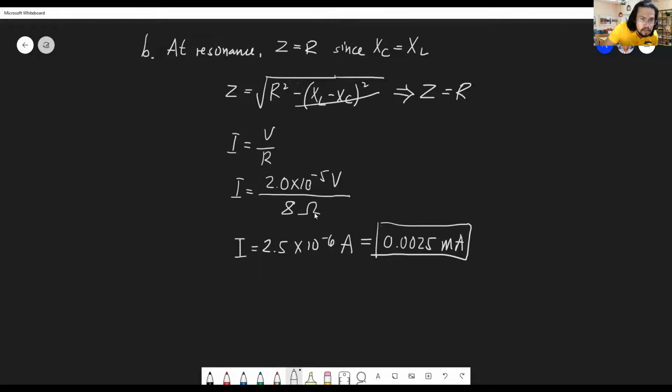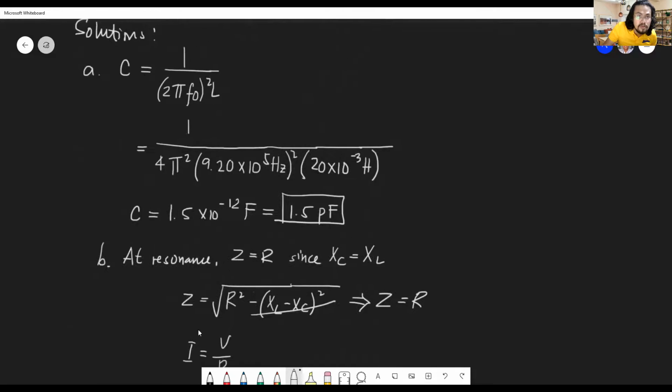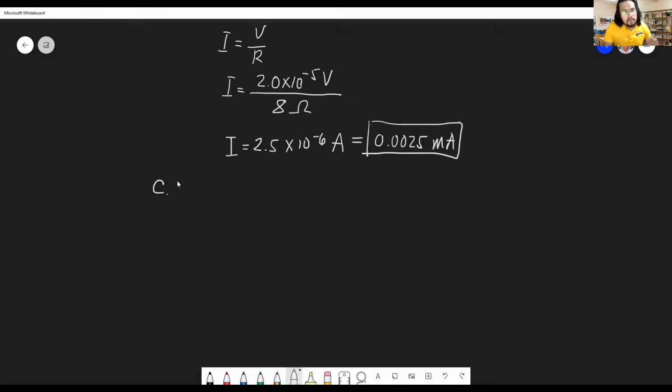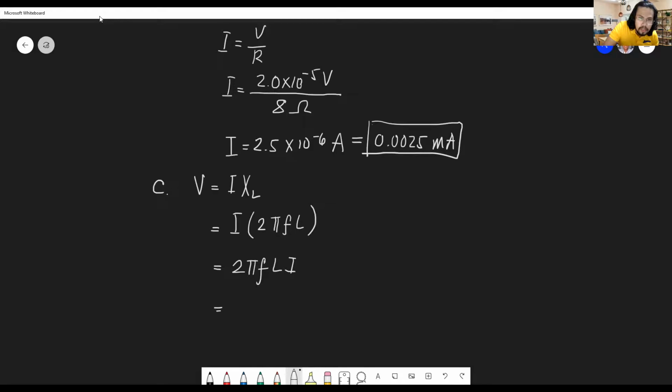Okay, so we get C. What we're finding with C is the voltage across the coil. The coil is expressed in terms of the henry, because that is the inductance. So we solve for V using the equivalent resistance, which is X sub L, and X sub L is equal to 2 pi FL. So V is I times 2 pi FL, and we have 2 pi times f, the frequency, which is 920, right?